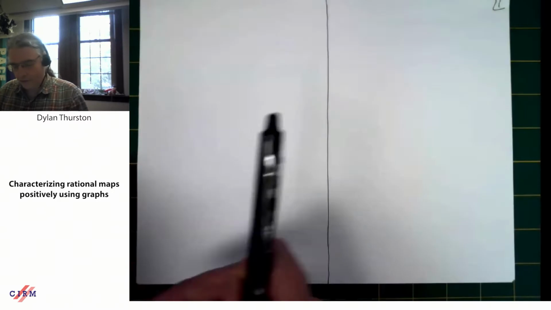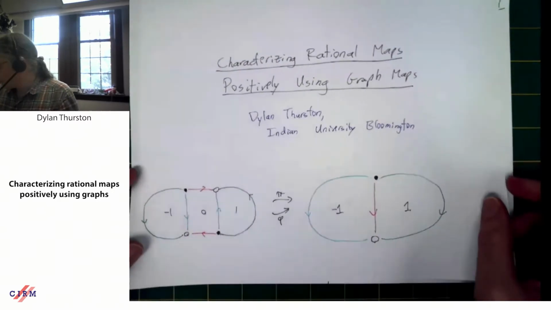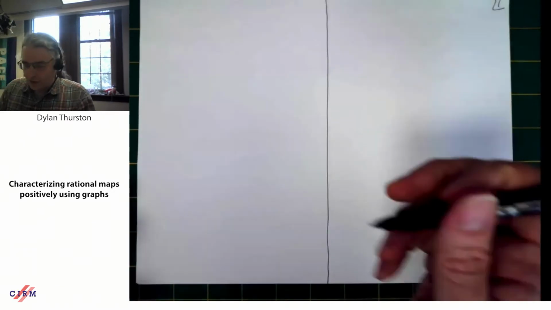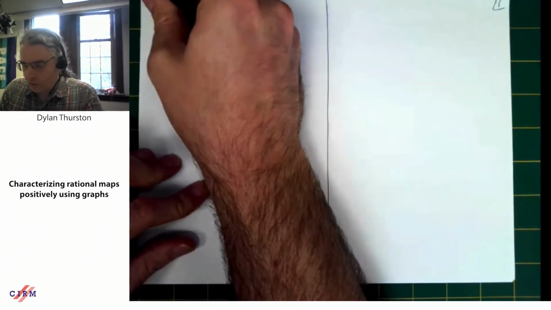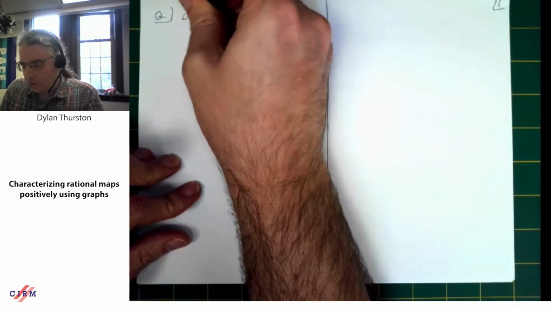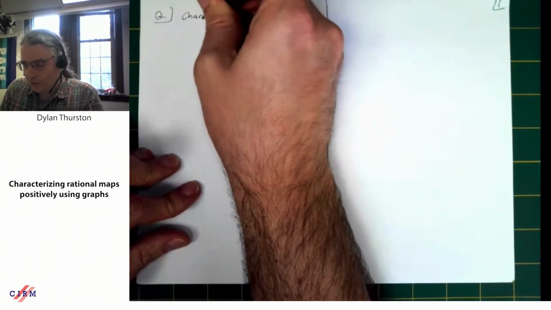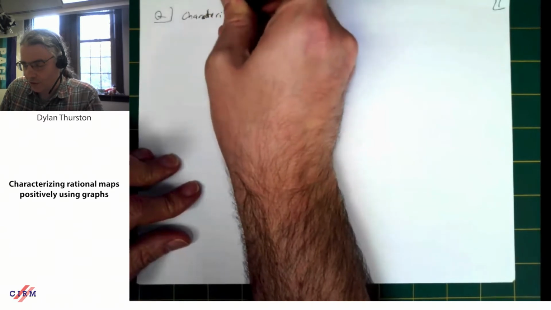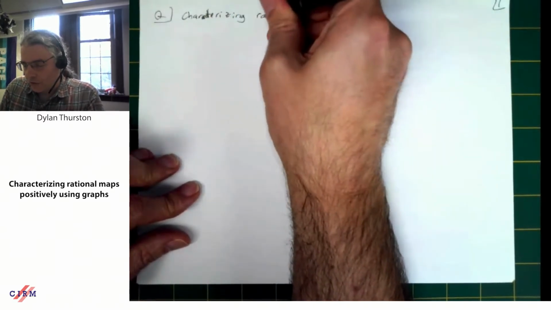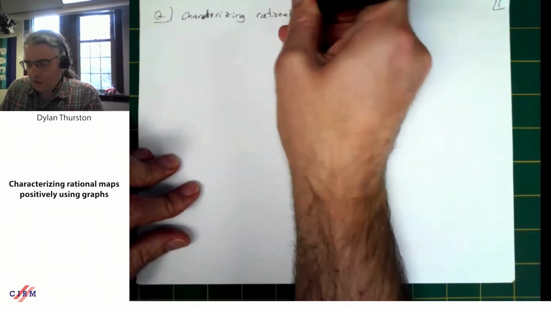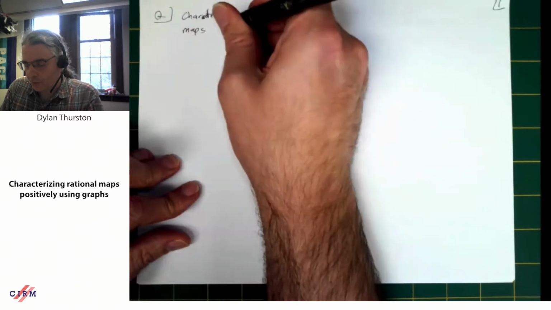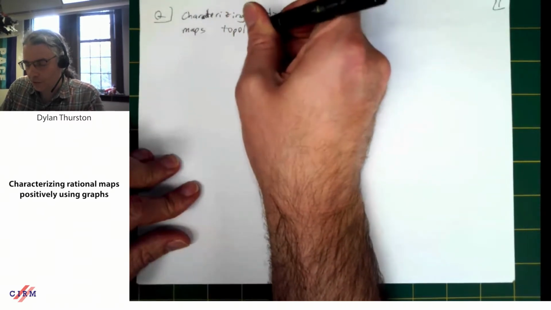So this is a mini course on Thurston theory, and what is that? The real question is how to characterize rational maps topologically. My dad was a topologist thinking about complex dynamics, and so there's a natural thing thinking about that, which is how to characterize rational maps topologically. So what does that mean?